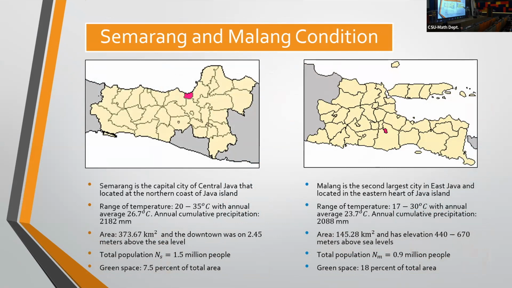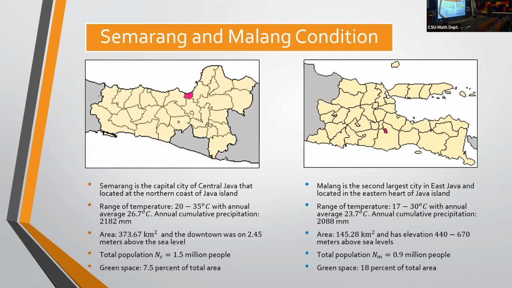Semarang is in Central Java, and Malang is in East Java. So this is Malang, and that is Semarang. In Malang, the temperature ranges between 17 and 30. In Semarang, it is 20 up to 35, with the annual average also higher in Semarang, hotter.